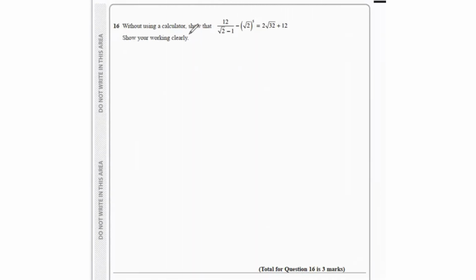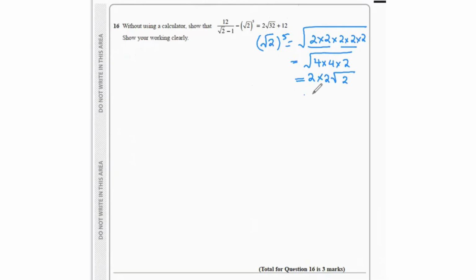Then this one says, without using a calculator, show that 12 over root 2 minus 1 minus root 2 to the power 5 equals 2 root 32 plus 12. So first I'm going to simplify root 2 to the power of 5. So root 2 to the power of 5 basically means 2 times 2 times 2 times 2 times 2, 5 2's. So this is 4, this is 4. So it's 4 times 4 times 2. Square root of 4 is 2. So 2 times 2 outside, and we're left with 4 root 2. So it's 12 over root 2 minus 1 minus 4 root 2.